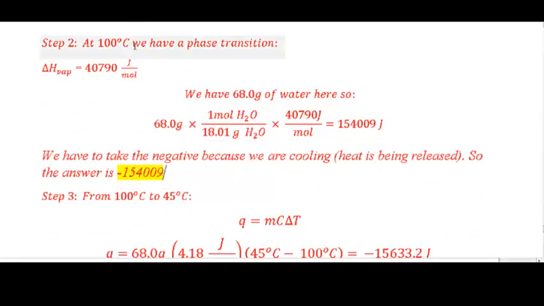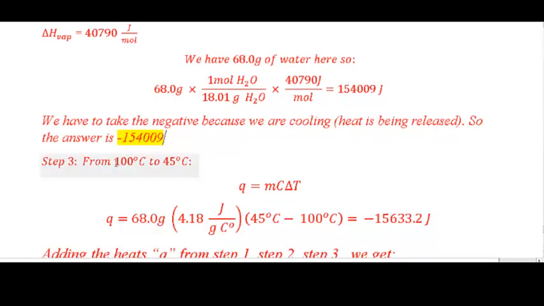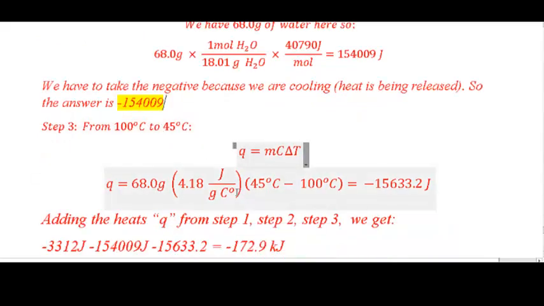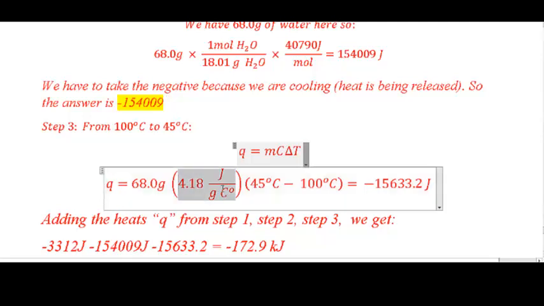We're doing cooling here. And then finally, my third step is to go from 100 degrees C, now I've overcome my phase change, to 45 degrees C. And here water is a liquid at 45 degrees C. So I'm going to use my Q equals mc delta T. I have my specific heat of water in the liquid state. My final is 45 degrees C. My initial is 100 degrees C. All the units cancel out, and my answer here is minus 15,630.